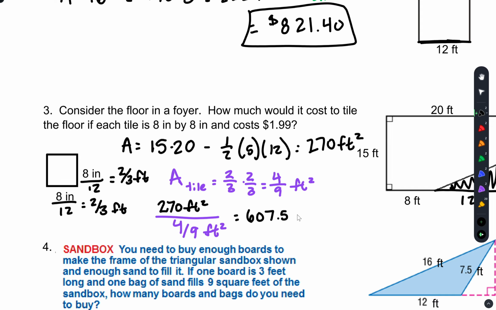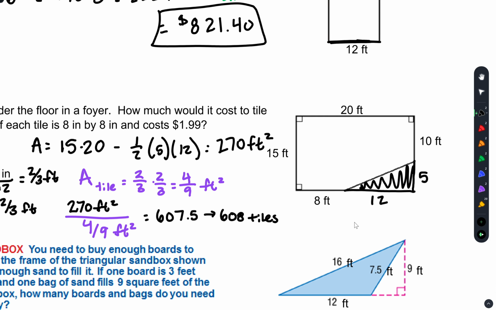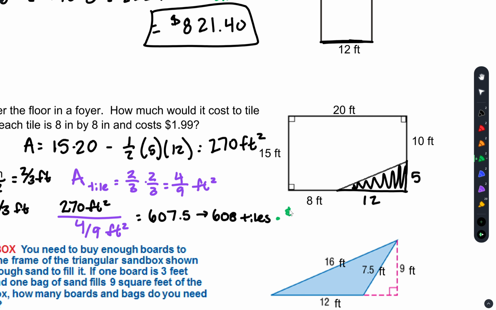Again, we're in the same predicament where I can't buy half of a tile, so I'm going to round that up to 608 tiles. And then each tile costs $1.99, so I'm going to multiply by $1.99 to get that this is $1,209.92. Everybody happy with that? We see kind of the process that we're going through here.